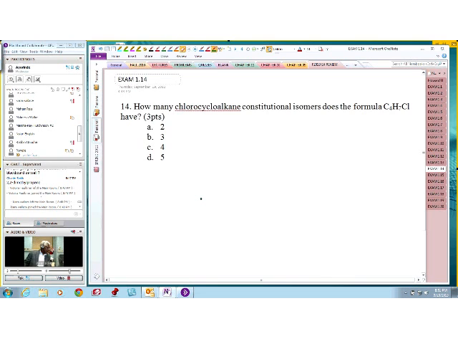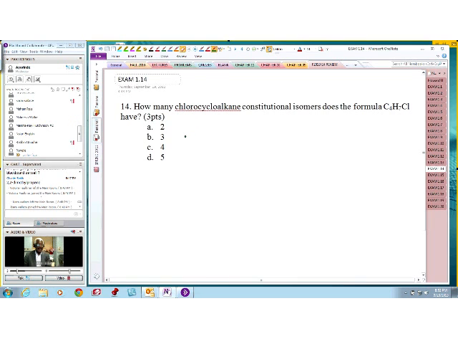Avonia Rickerson, can you go ahead and read question 14 for us? How many chlorocycloalkane constitutional isomers does the formula C4H7Cl have? Okay, very good, and thank you.